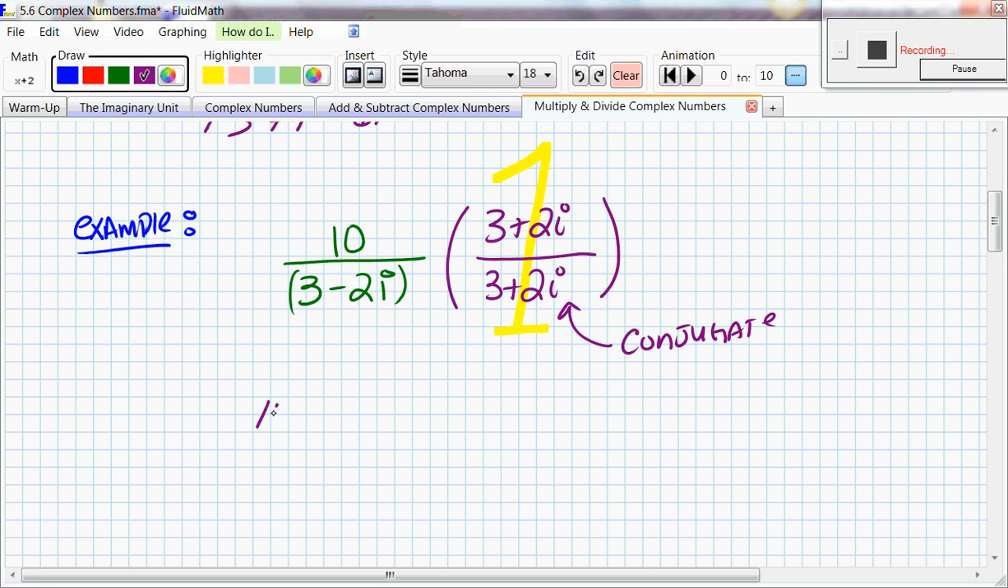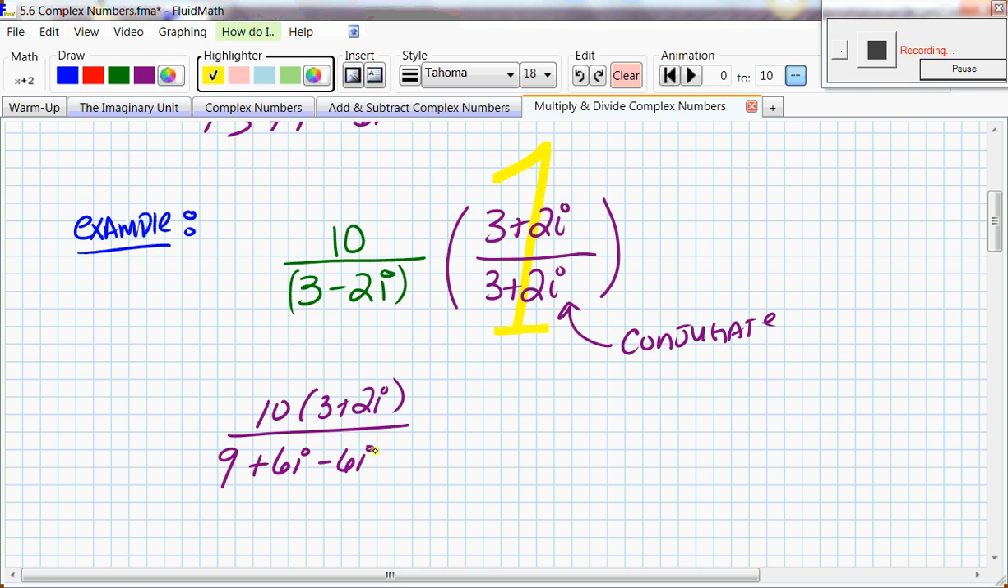So the top's going to be 10 times 3 plus 2i. No problems there. The bottom, 3 times 3, 9. 3 times a positive 2i is 6i. Negative 2i times 3 is a negative 6i, so something really nice happens right here. They cancel out, right? And then I get negative 2i times a positive 2i is a negative 4i squared. And again, we're not going to forget the trick with the i squared.